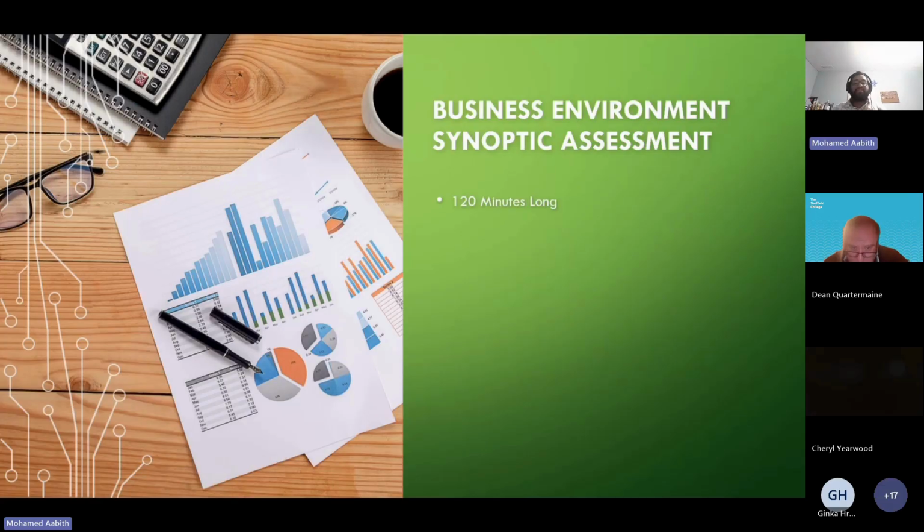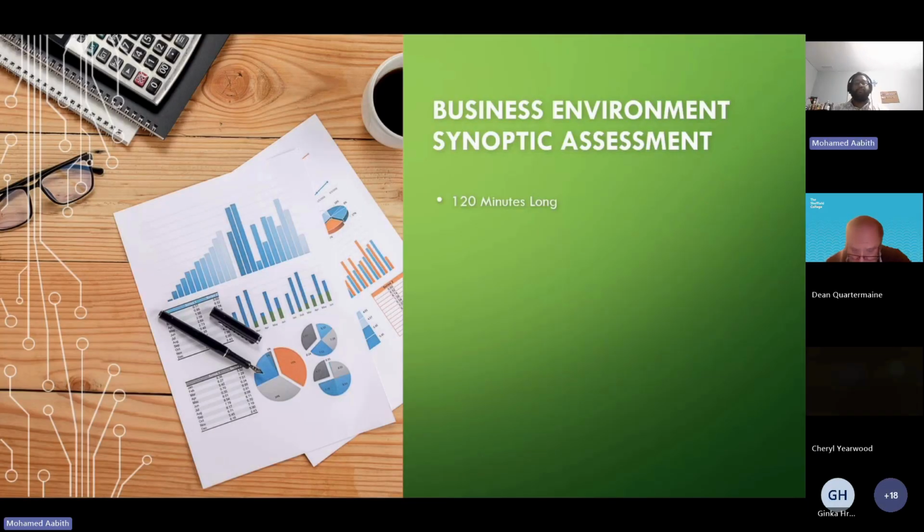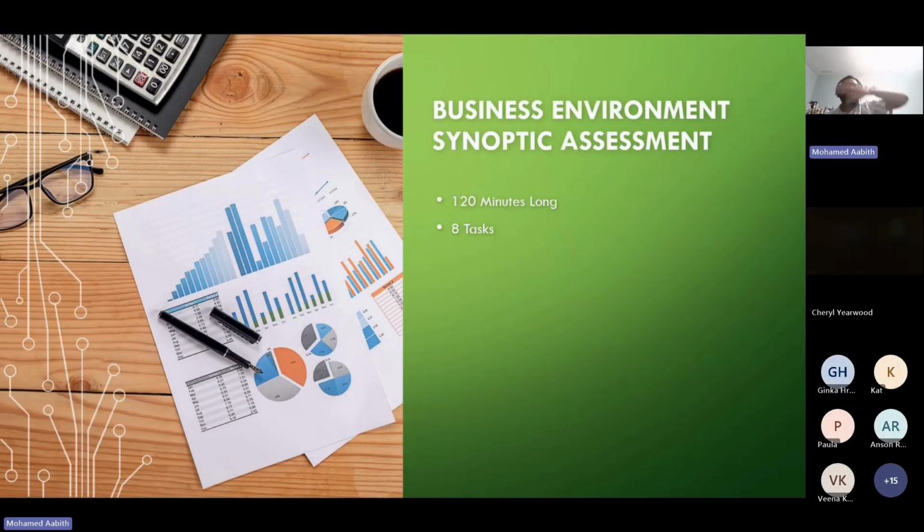So we're going to look at this exam. It is 120 minutes long, 2 hours. If you have standard timing, you get 2 hours to do 8 tasks. Those 8 tasks vary in weighting. Some of the questions have 10 marks, some have 22 or 24 marks, and some have 7 and 6 marks. Please make sure you allocate enough time for the bigger tasks, the higher-mark questions.